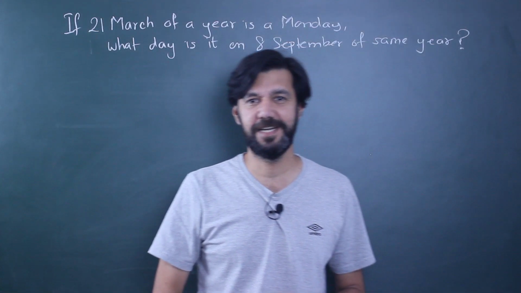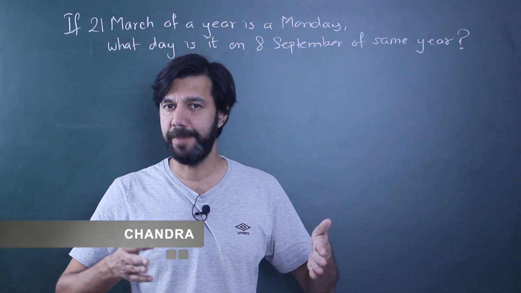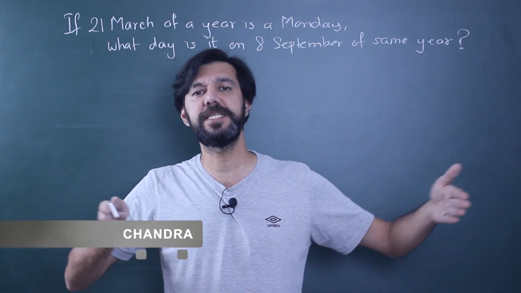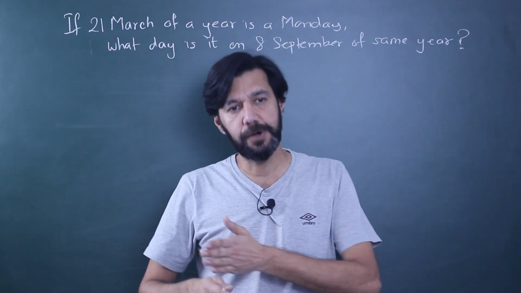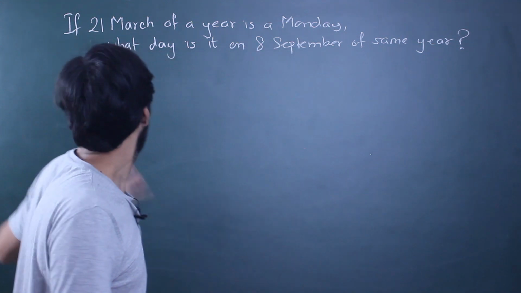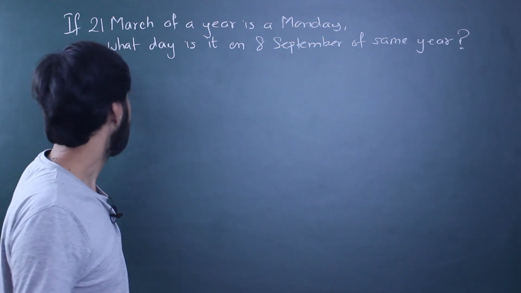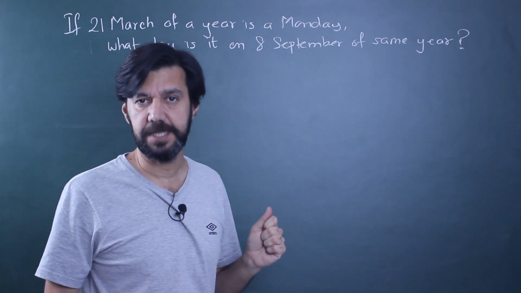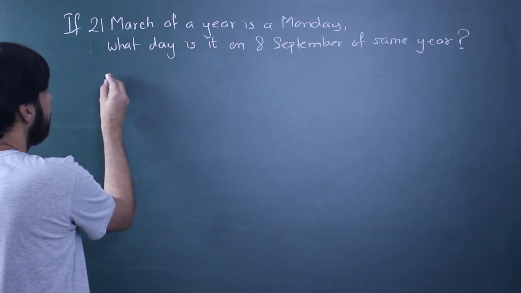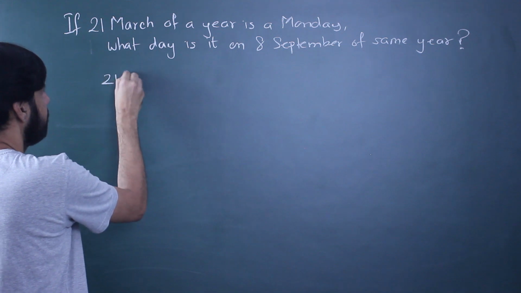Two questions that we saw were about the same month. Now we are just going to increase the time span a little and traverse across months. 21st March of a year is a Monday. What day is it on 8th of September?